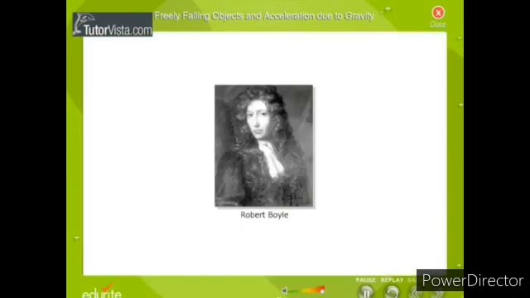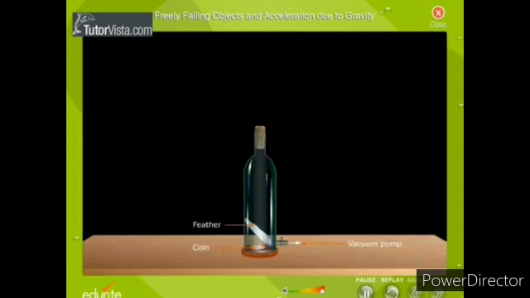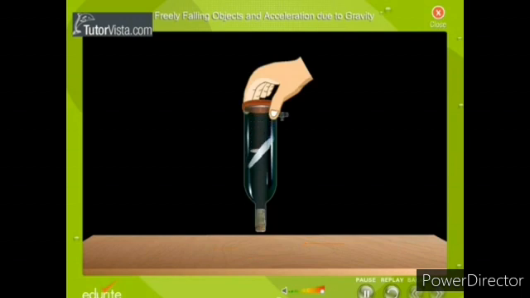Later, Robert Boyle proved this experimentally. He placed a coin and a feather in a long glass tube and evacuated it with the help of a vacuum pump. Robert Boyle observed that when the tube was inverted, both the coin and the feather reached the bottom of the tube at the same time. Thus, he concluded that the acceleration produced in all the freely falling bodies is the same and does not depend upon the mass of the falling body.